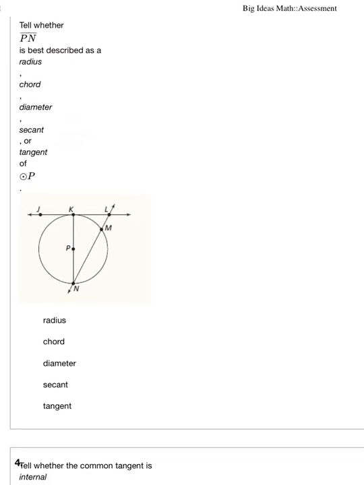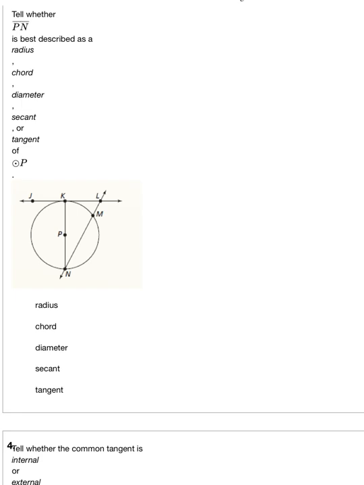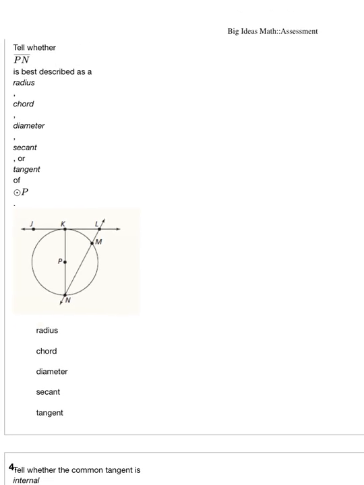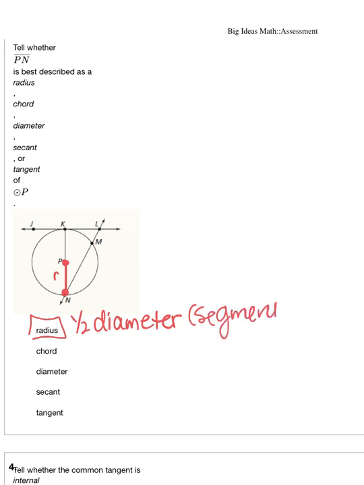Tell whether PN is best described as a radius, chord, diameter, secant, or tangent of P. Okay, here's P, here's N. So this is a radius. It's half the diameter. It's also a segment from the center to the circle.